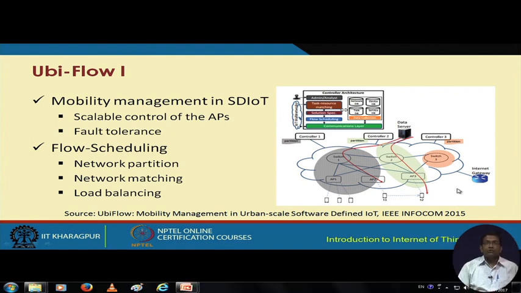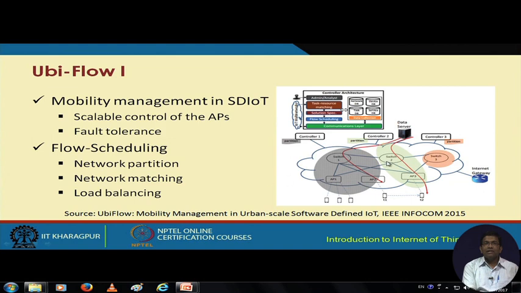Now, let us look at the second solution, the UV flow solution, which was published in Infocom very recently, 2015, only 2 years back. So, here there are two main parts of this solution. One takes care of mobility management and the other one takes care of flow scheduling. Mobility management takes care of issues such as how to have scalable control of the access points, issues such as fault tolerance, that means if some component goes down then what happens, how can the network still function. And the other one is the flow scheduling, which has three parts.